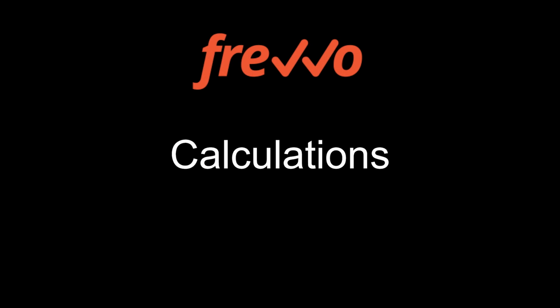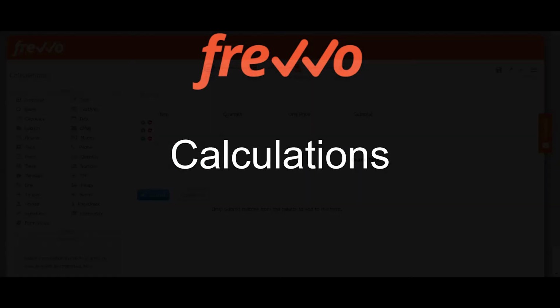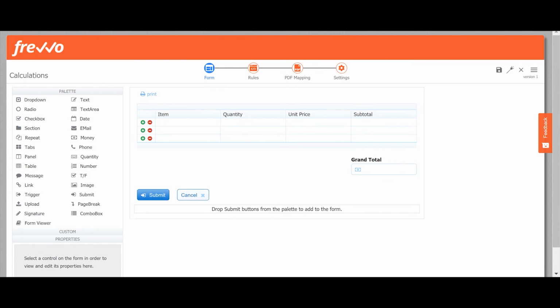Now let's take a look at another common scenario, performing calculations. The form might look something like this. There's a table with 4 columns: item description, quantity, unit price, and subtotal. The subtotal for each line is computed as the product of quantity and unit price. There's also a grand total, which sums the individual lines.